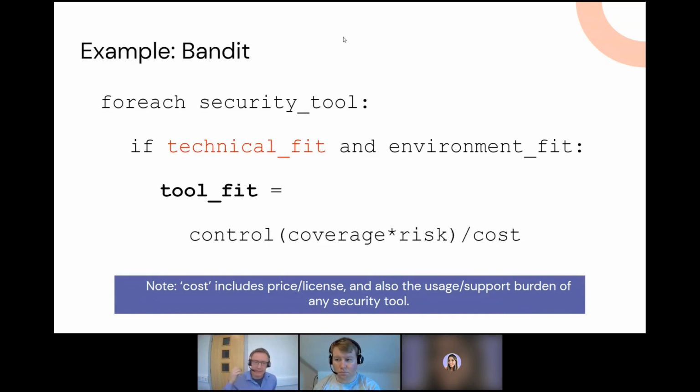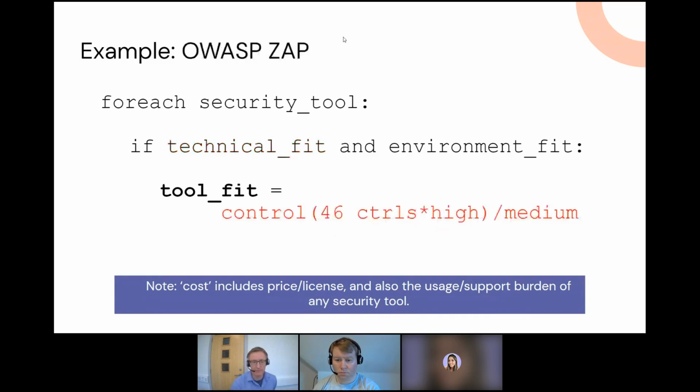So just to show a few examples of using this type of algorithm, let's take the example of Bandit. Here we've got an organization that just doesn't code in Python. Therefore, from the point of view of technical fit, it's not going to match. That's an easy one to put to the side. And keep in mind, if we ever start using Python, maybe it's one we need to bring in, but not for now.